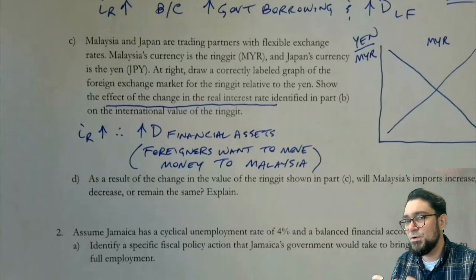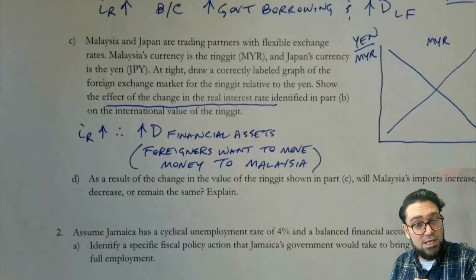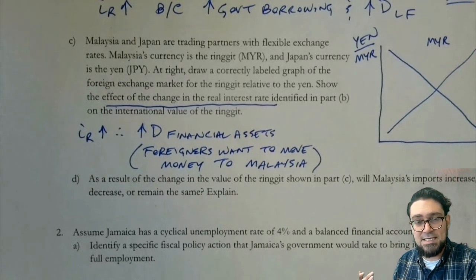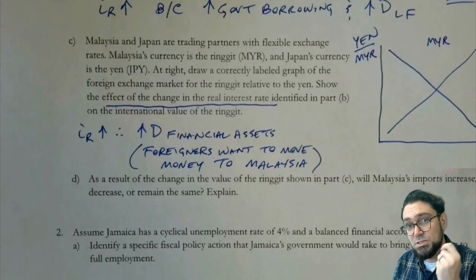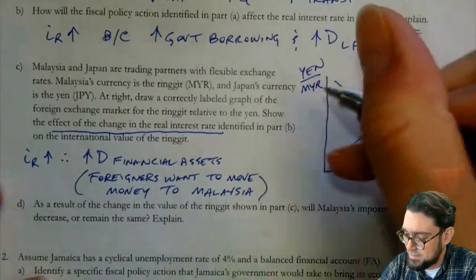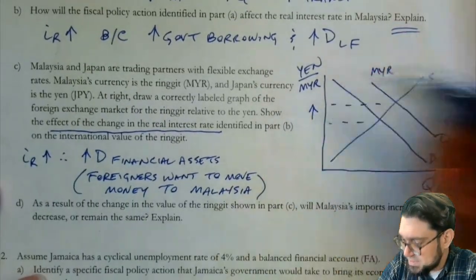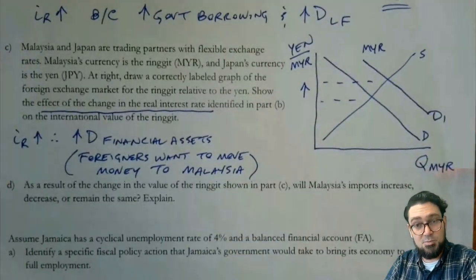In order for those foreigners to actually invest, though, in Malaysia, they have to have Malaysian ringgit. You can't buy Malaysian financial assets using yen. You have to buy them using ringgit. And so there's a greater demand for the ringgit. So we would draw an increase in demand here. So it shows that the ringgit appreciated.